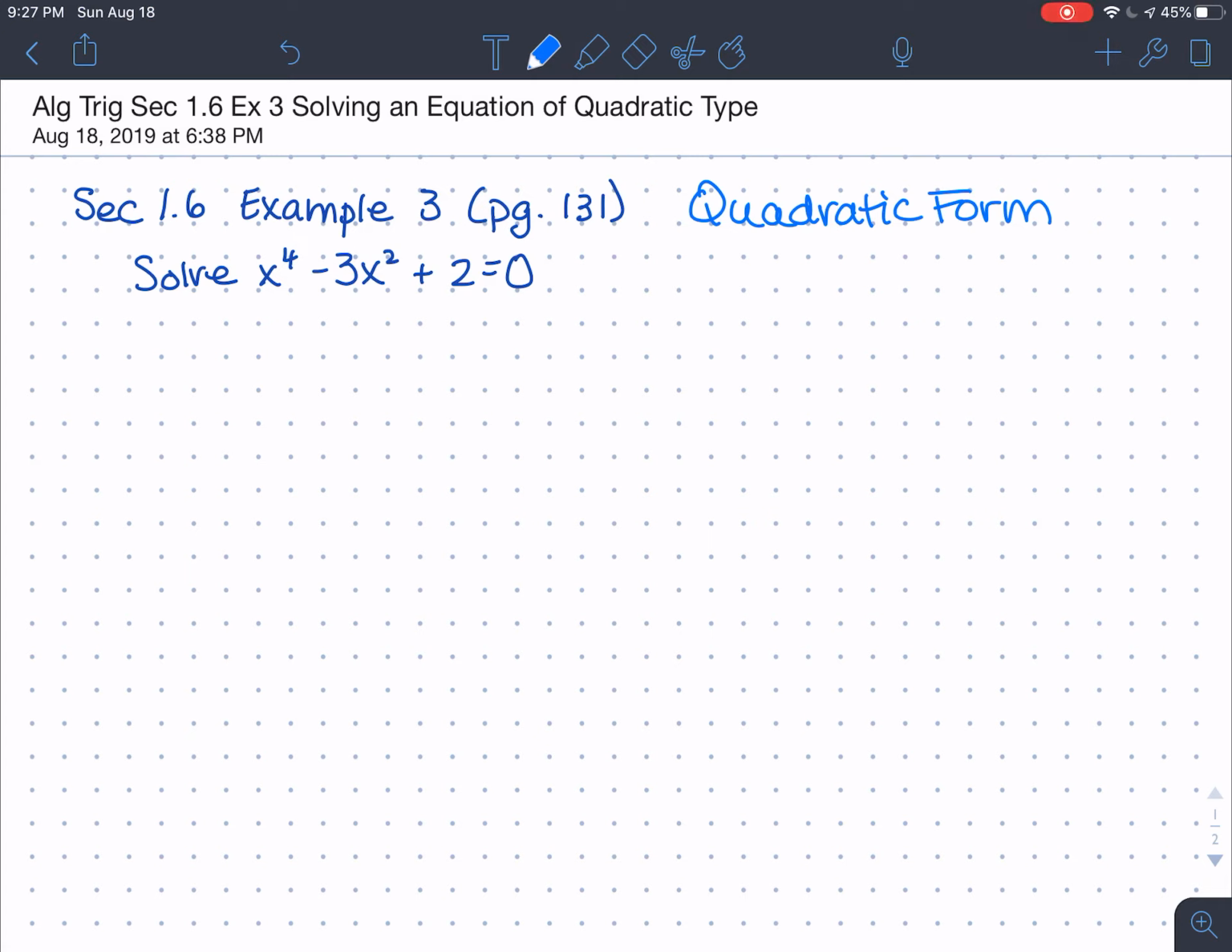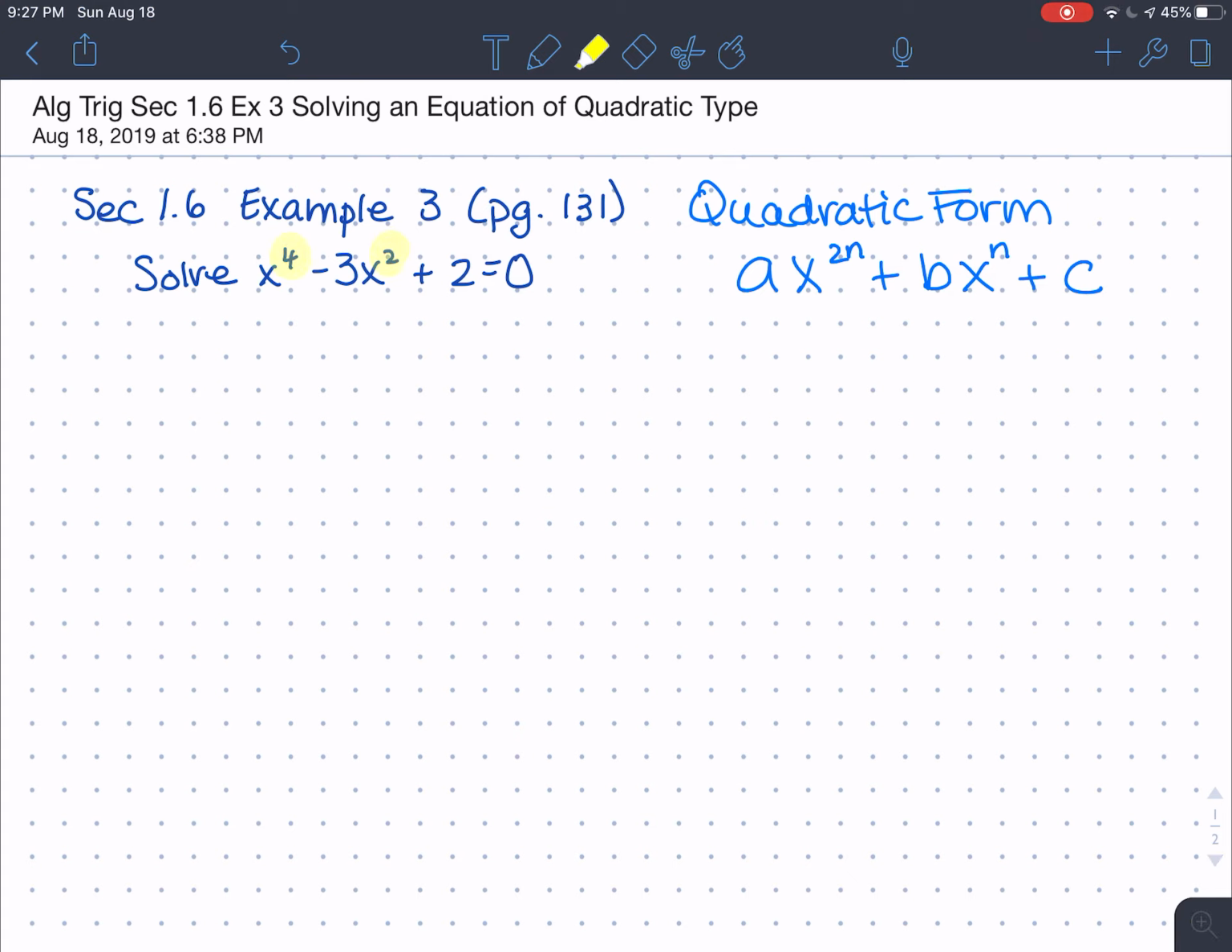Okay, so now we're going to solve a problem in quadratic form. So let's first talk about what quadratic form means. We know that quadratics are something like ax squared plus bx plus c. A quadratic form is just where the bigger exponent is twice as big as the smaller exponent on the variable. And you can see that's exactly what we have.